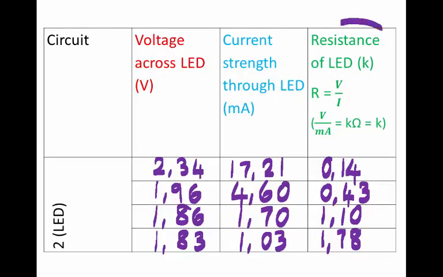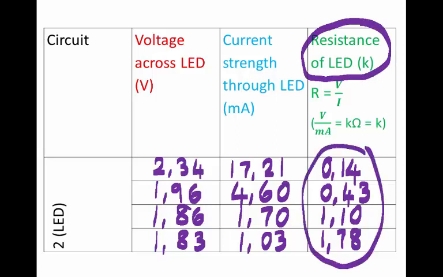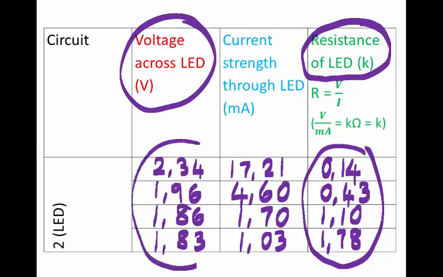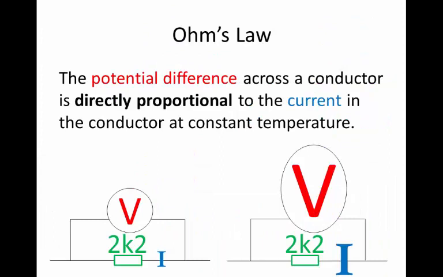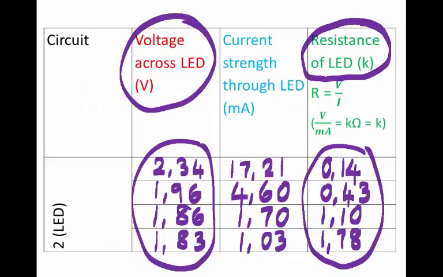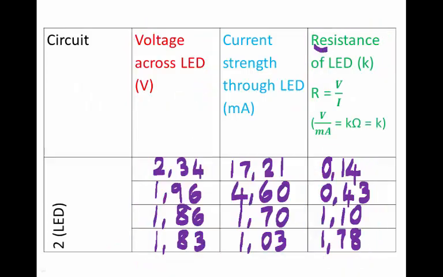The resistance of an LED is not constant. It changes as the potential difference across it changes. So Ohm's law is not true for an LED. It's true for a 2K2 resistor or any kind of resistor, yes, but not for an LED, because the potential difference is not directly proportional to the current for the LED. If it was, resistance would be constant.